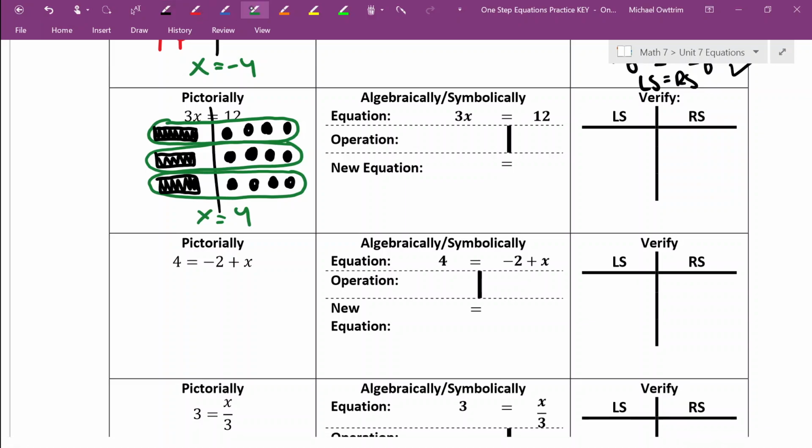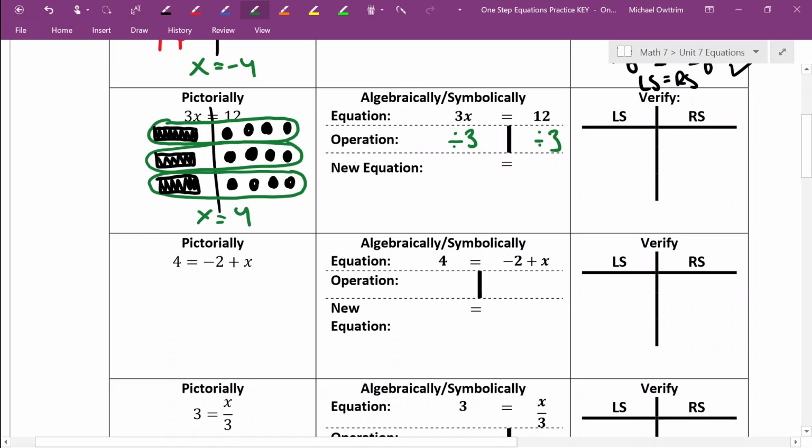In terms of my algebraic work, I want to take a look at my equation. That coefficient of 3 is currently multiplying the x. So I ask myself, what is the opposite of multiplying by 3? Well, it's dividing by 3. And just like always, what I do to the left side of the wall, I have to do to the right side of the wall.